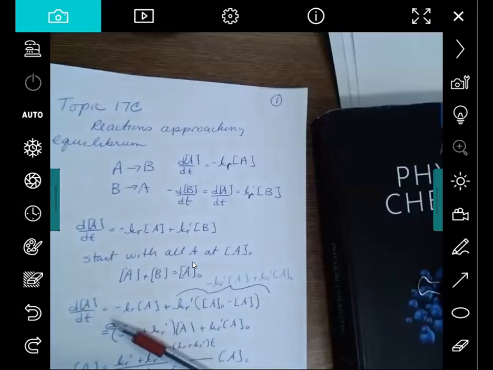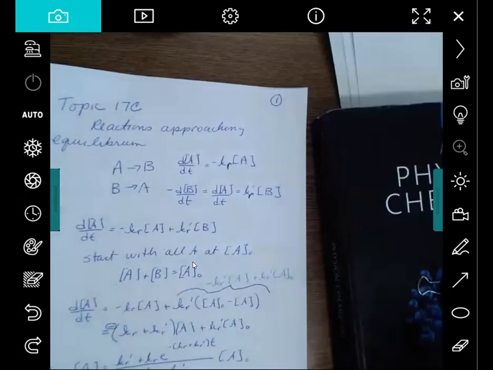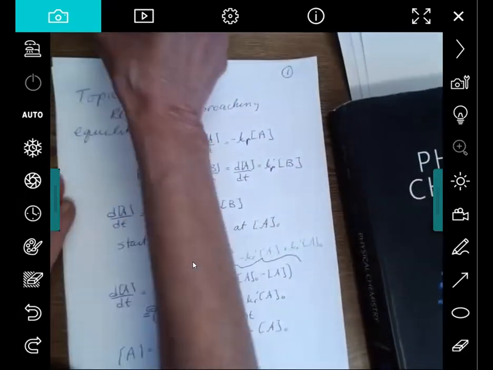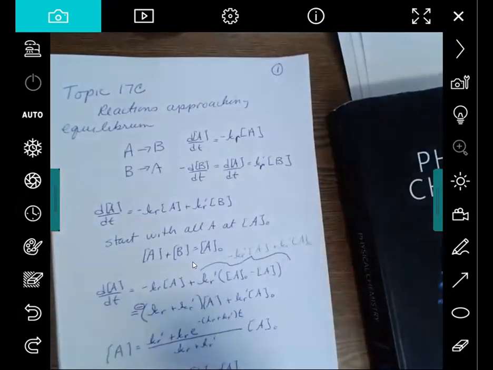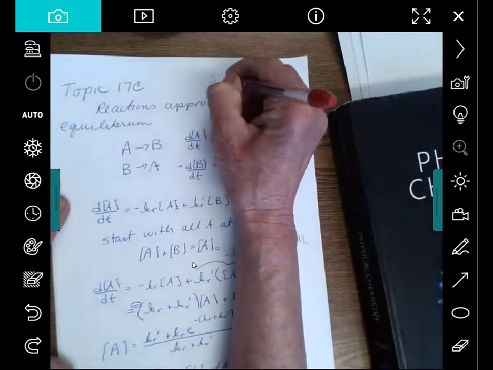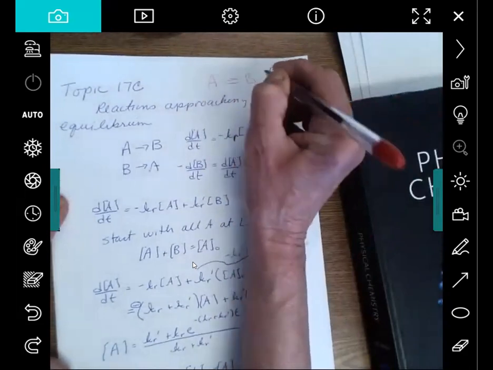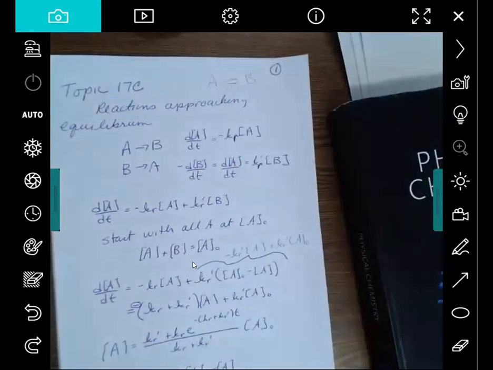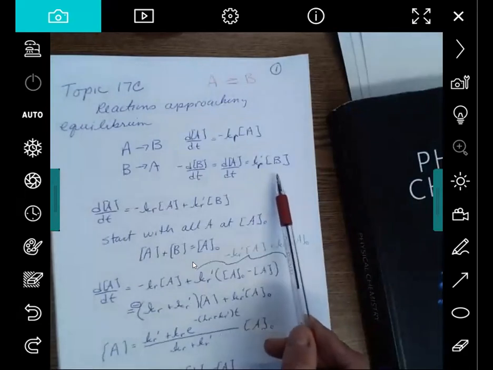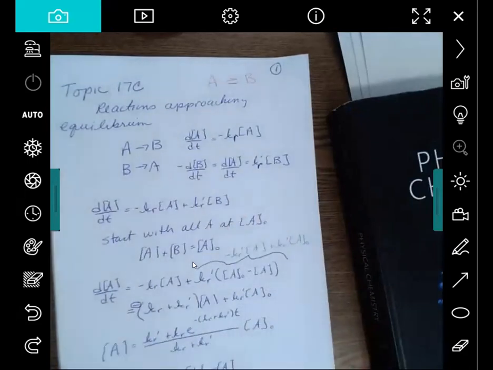Okay, we're going to talk about topic 17C, just a short little discussion of what happens when you do have reactions where they go far enough that you start having a significant backwards reaction. So technically, we're talking about A in a reaction that goes forward and backwards with B. So we can think about the rate of the forward reaction and the rate of the backwards reaction, and we can just write those rate laws.